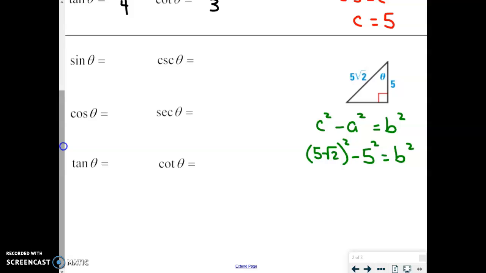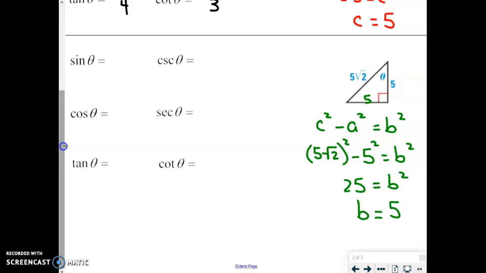So in this case, 5 square roots of 2 squared is 50, 5 squared is 25, so that would leave us here with 25 equals b squared. So our missing leg in this case would be 5. So if we take a look at this, our missing leg here would be 5. And once again, now that we know all three sides, we take them in relationship to theta.